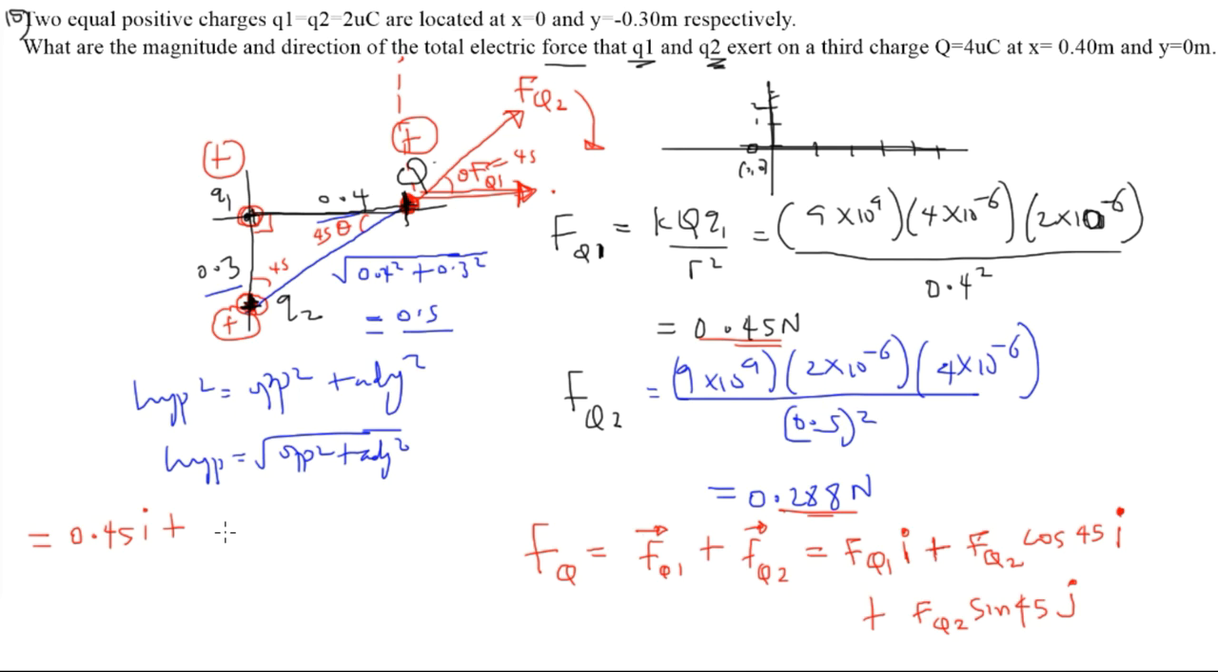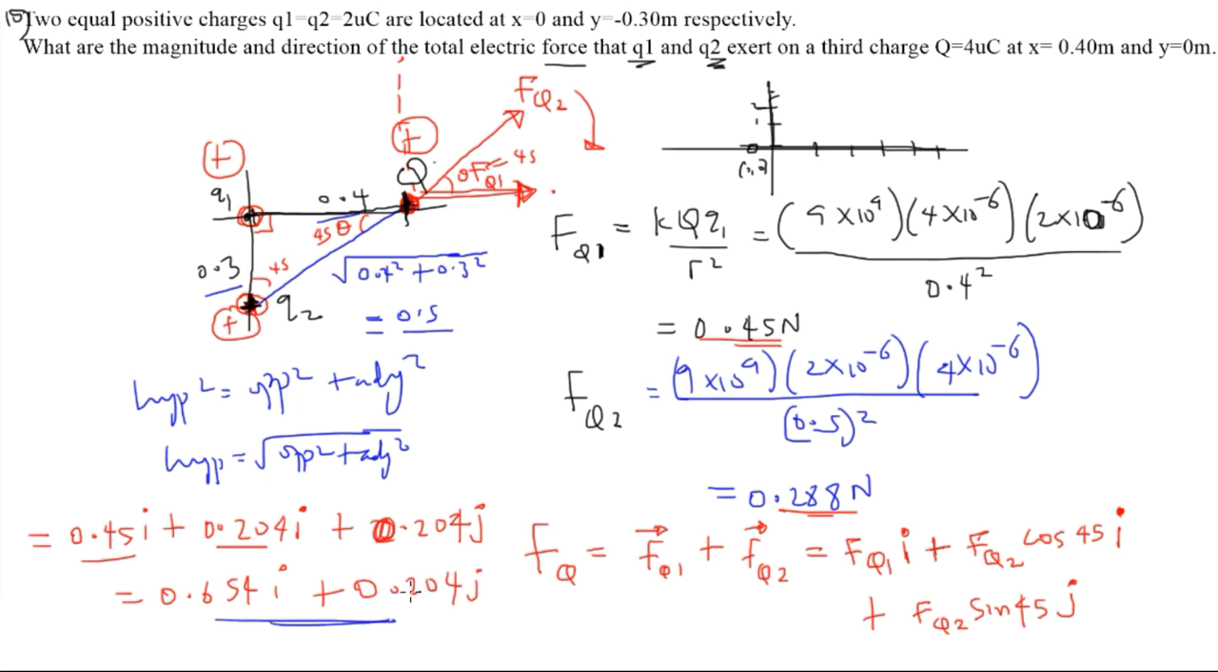which is 0.707. If I multiply that with FQ2, which is 0.288, I'll have 0.204 I plus. I need to multiply sine of 45 with FQ2, which is 0.288, and that is the same thing, 0.204 J. So the ones with I we need to add together. 0.204 plus 0.45, and that's equal to 0.654 I plus 0.204 J. Okay, so that's it.